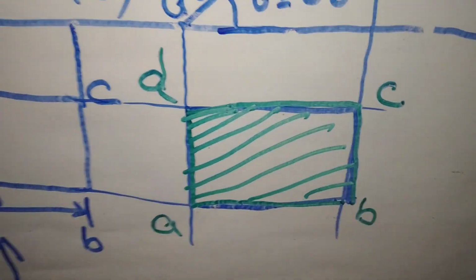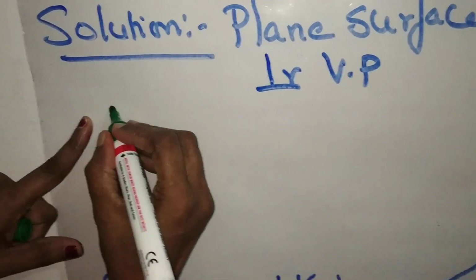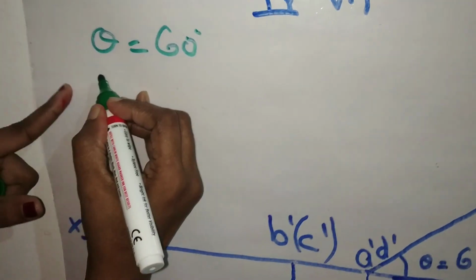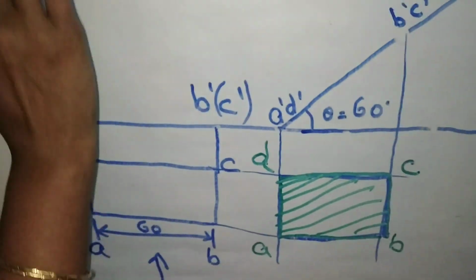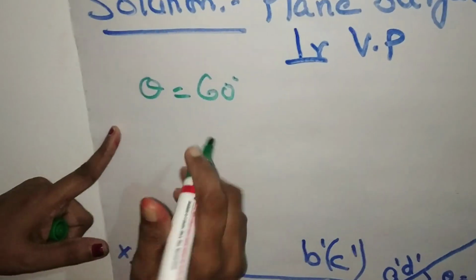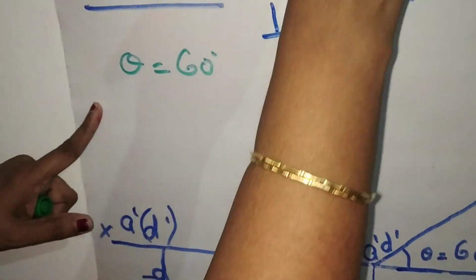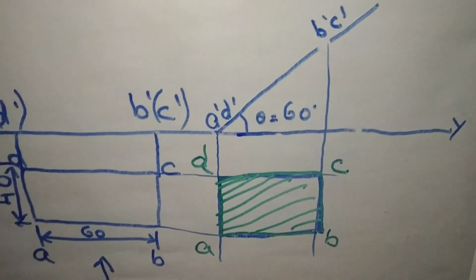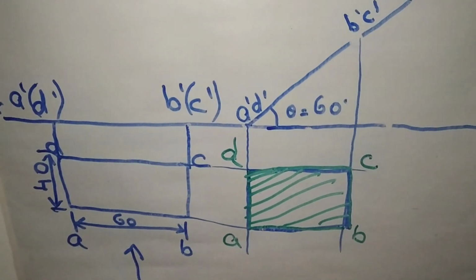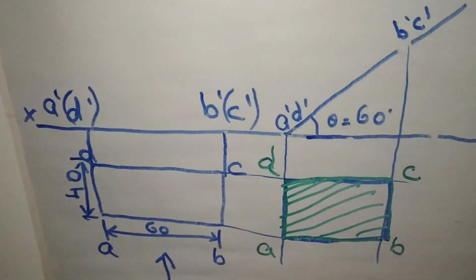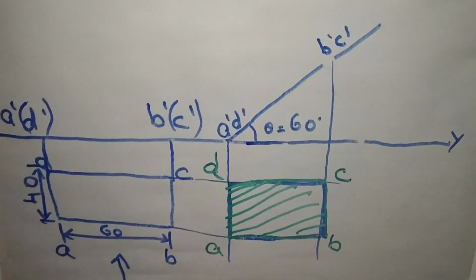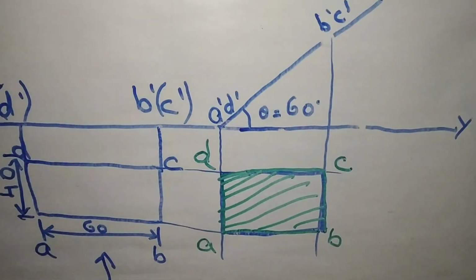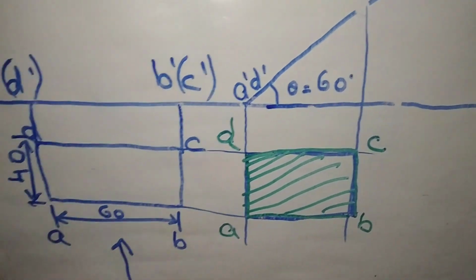When the question goes like this, you can write the solution as theta is equal to 60 degrees. Since it's on HP, you need not write anything here. Theta is equal to 60 degrees, and the plane surface sides are 60 by 40. So the given solution is 60 degrees, and this is the required solution for the given question. A dash, the same thing, I have inclined at an angle of 60 degrees, and this is what I got.